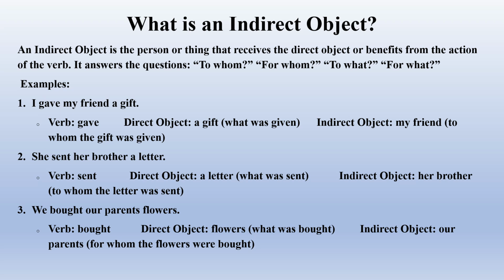Today we have learned what an object is. What is an object? An object is a word or group of words in a sentence that receives the action of the verb. There are two types of objects in English grammar. First is the direct object. A direct object answers the question what or whom after the verb. An indirect object answers the question to whom, for whom, to what or for what after the verb.